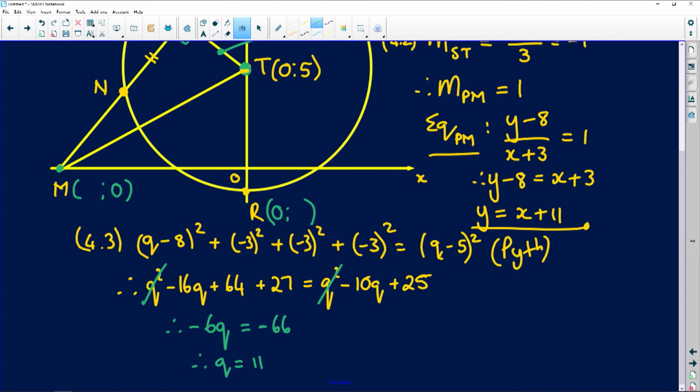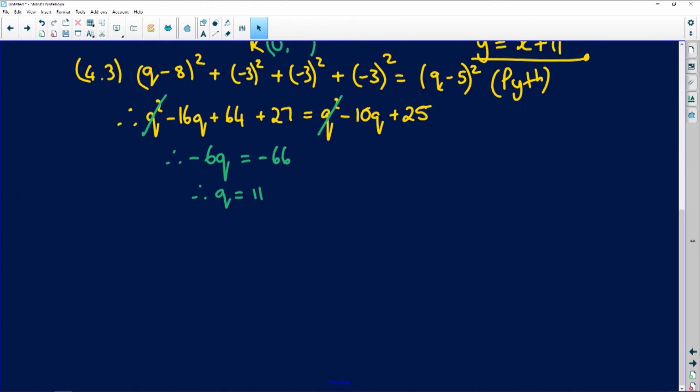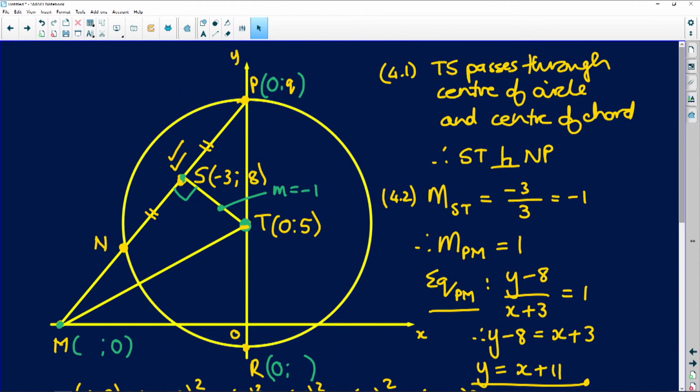Okay, now remember, that wasn't the question. The question was the equations of those tangents. So let's just go back to the top. I now have this y value there, and that y value is 11. Now look at this.